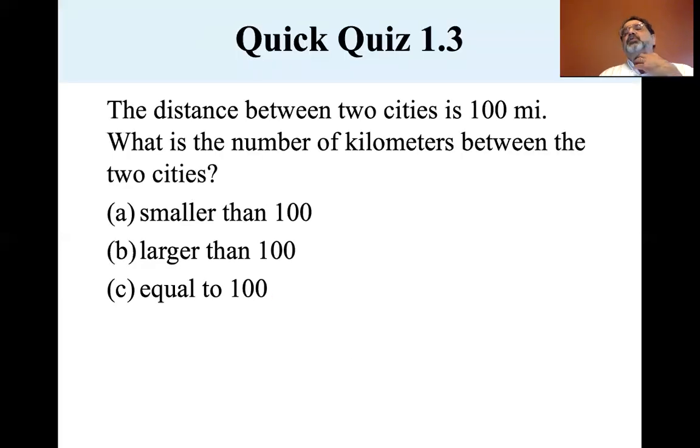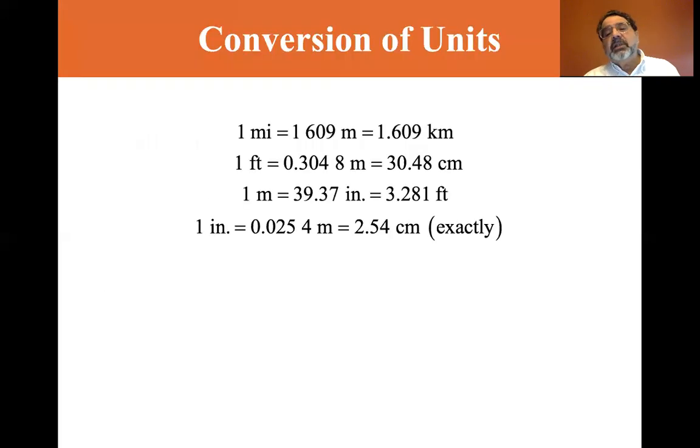Okay, the distance between two cities is 100 miles. What is the number of kilometers between the two cities? Is it smaller than 100, or is it larger than 100, or is it equal to 100? Well, if I recall, I think it said that 1 mile is 1.609. We can even go back, cheat, and look.